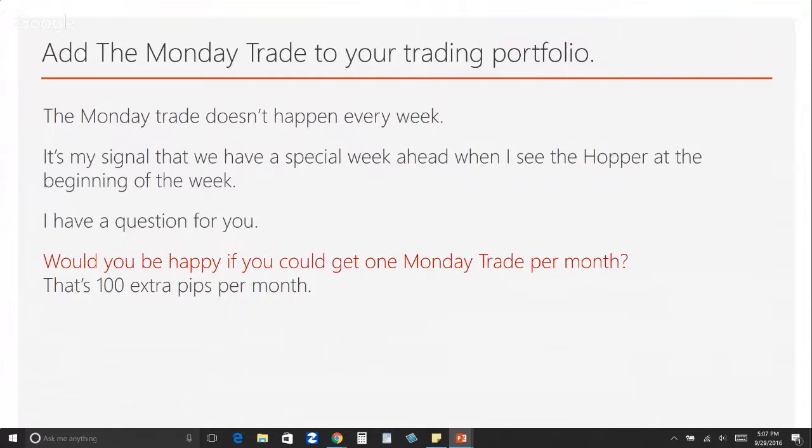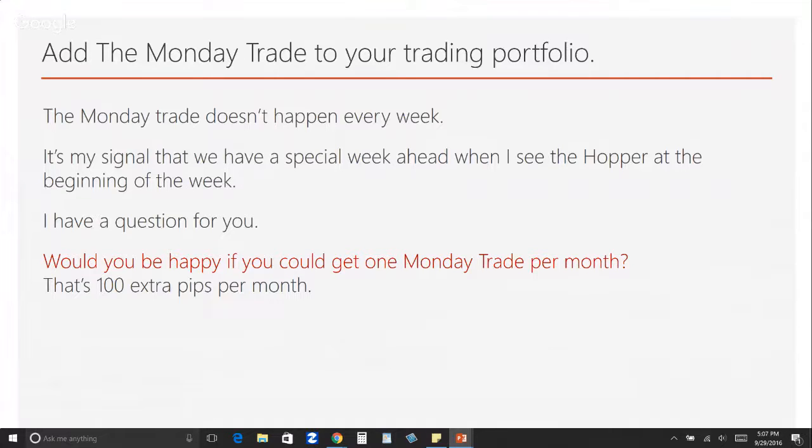The Monday trade doesn't happen every week. It's my signal that we have a special week when I see the hopper at the beginning of the week. And I get pretty excited about it, as you probably will too, right at the end of this webinar. Next Monday, you're going to be looking for a hopper at the beginning of a week on a long time frame chart and seeing if you can pull 100 pips out of the market.